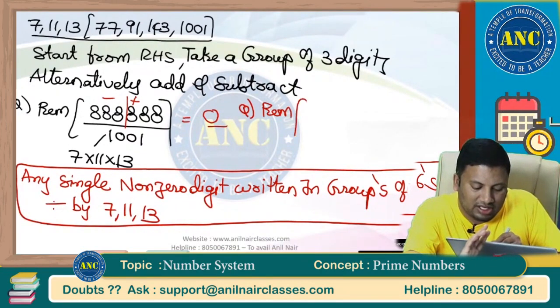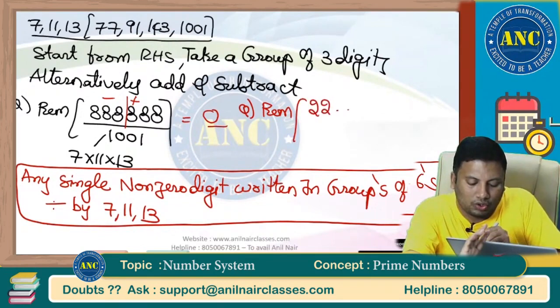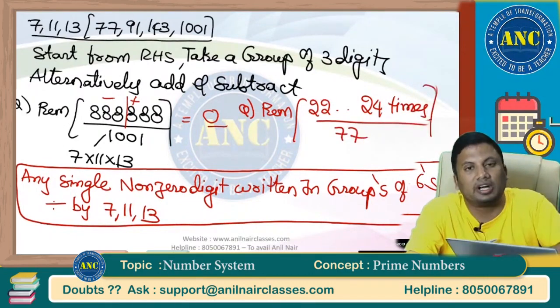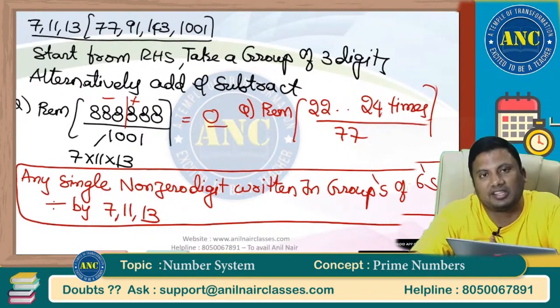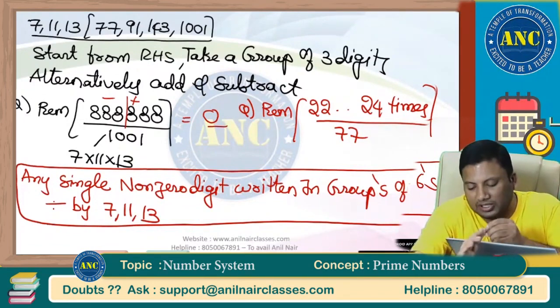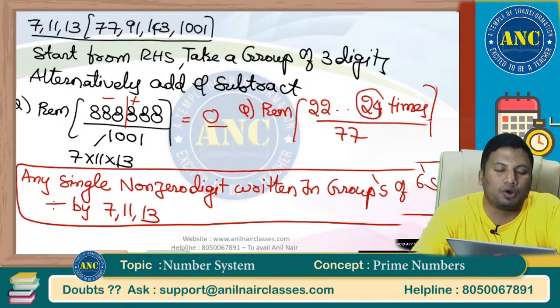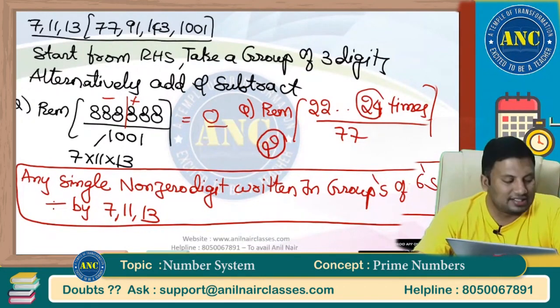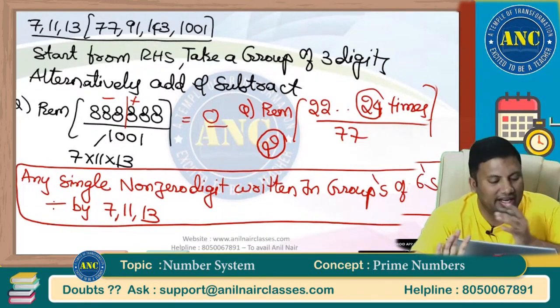Suppose the question is 2 2 2 2 2 written 24 times divided by 77. Any single non-zero digit written in groups of 6, and 24 is a multiple of 6. The answer is nothing but 0. I hope the idea is clear.